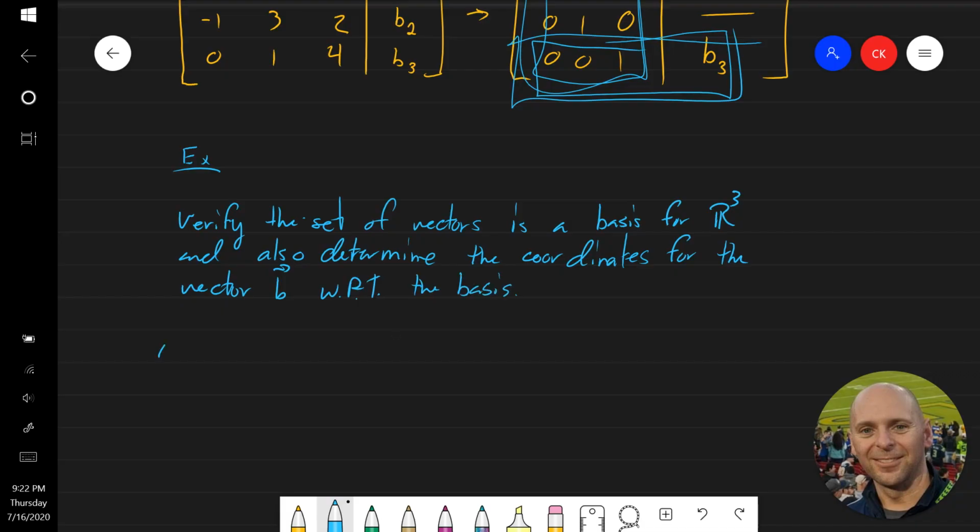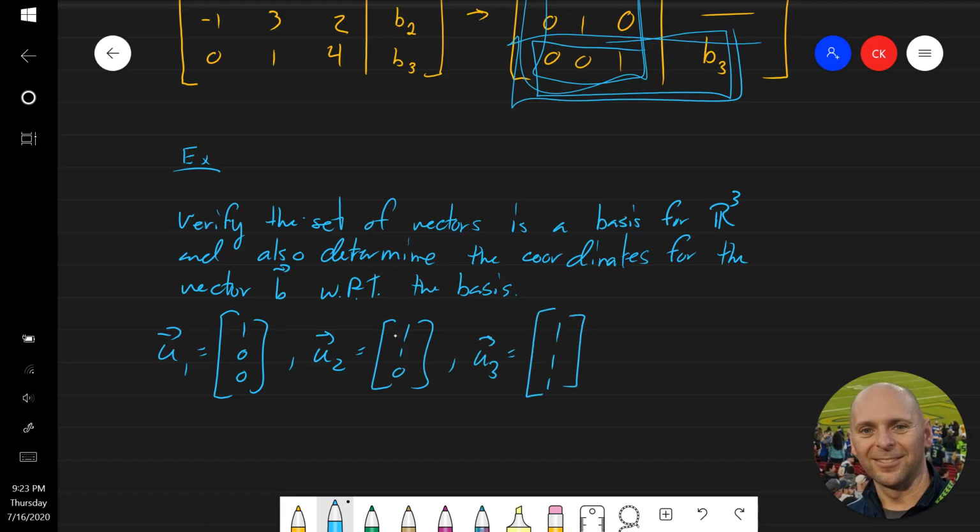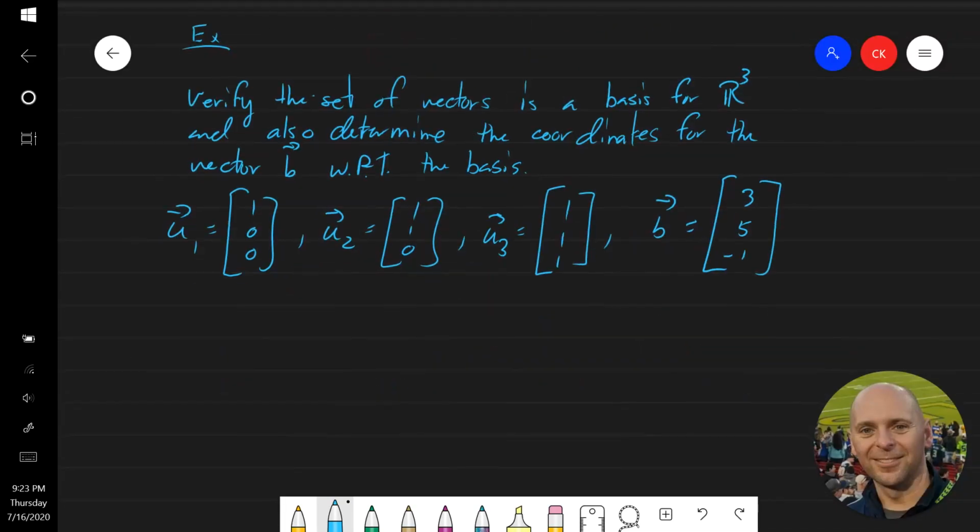So here's our set of vectors. U1 is going to be equal to 1, 0, 0. U2 is going to be equal to 1, 1, 0. And U3 is going to be equal to 1, 1, 1. And we'll take this vector B in R3 to be 3, 5, minus 1. And we can actually answer both of these questions at the same time by entering the vectors into an augmented matrix and row reducing it.